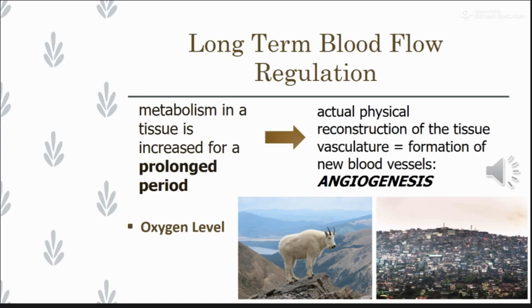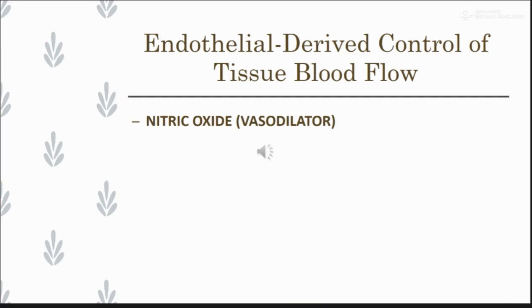So, for example, yung mammals, they have increased vascularity in tissues kasi nga nasa high altitude sila. So, prolonged period na. So, we know that yung atmospheric oxygen is low, no? Low oxygen level sa environment. Kaya, magkakaroon siya ng more blood vessels, no? Called your angiogenesis, to compensate, of course.